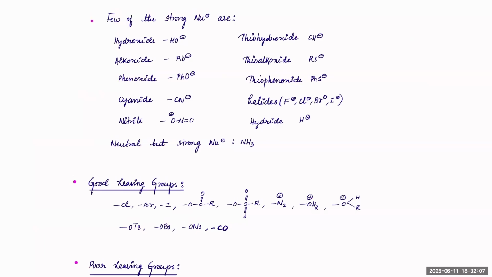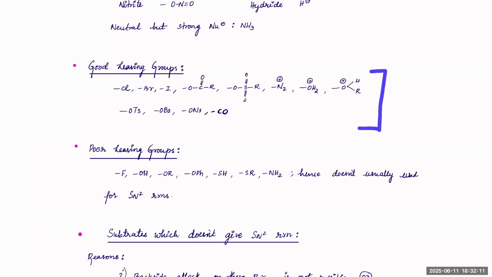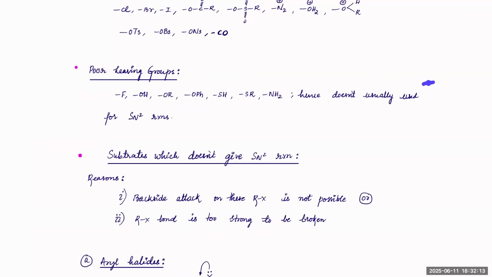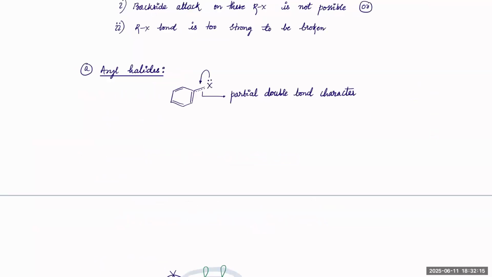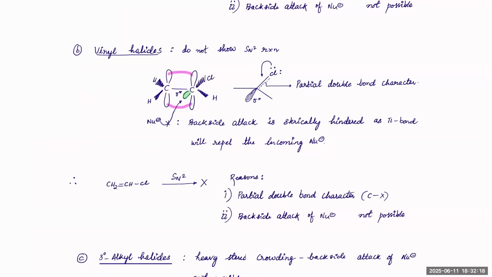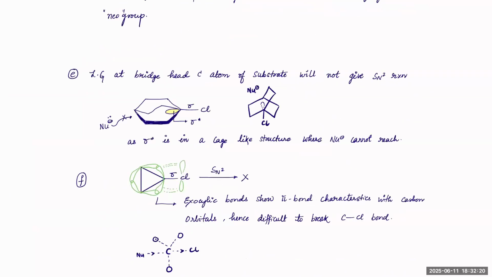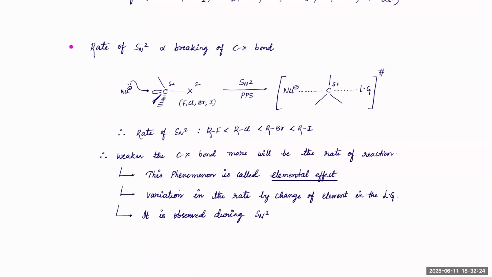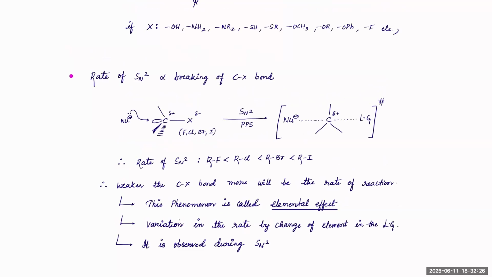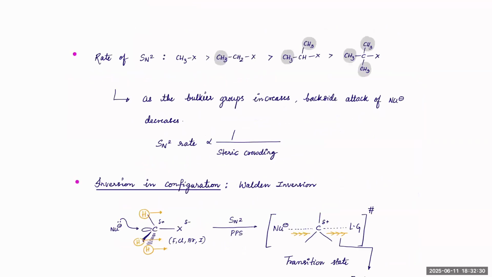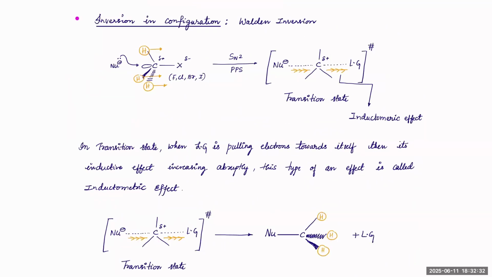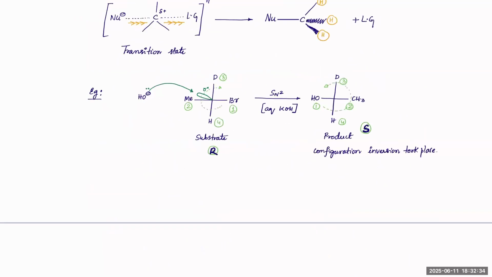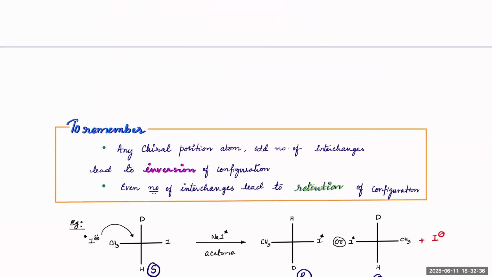What is the list of strong nucleophiles which will favor it? What are the good leaving groups? What are the poor leaving groups? And next, which substrates will not give SN2, as a synopsis I told you. These are all the cases which do not give SN2. And finally, what will happen to the rate of SN2 in all these cases? Now, how does the inversion happen? Walden's inversion. I've shown you pictorially with some examples, right?